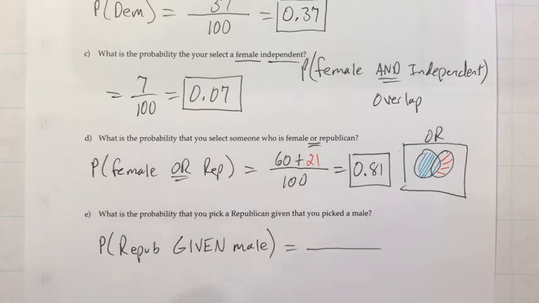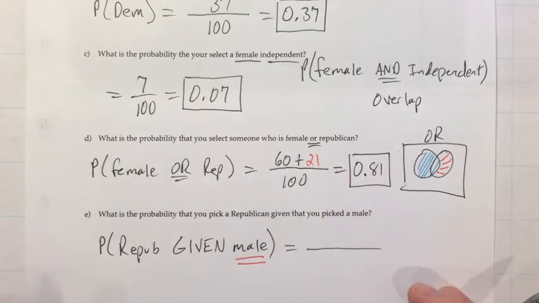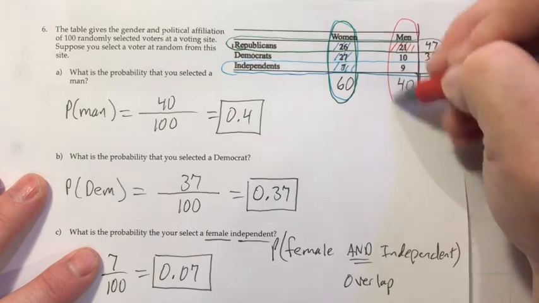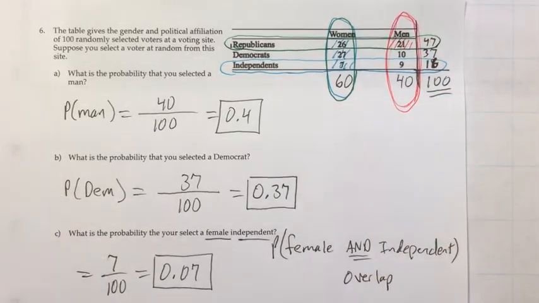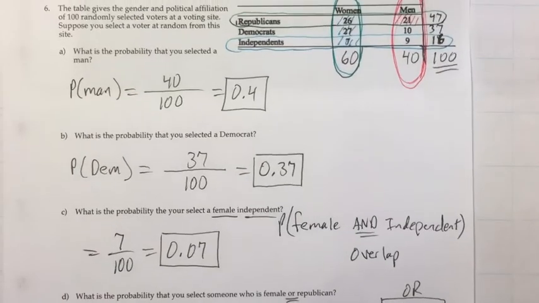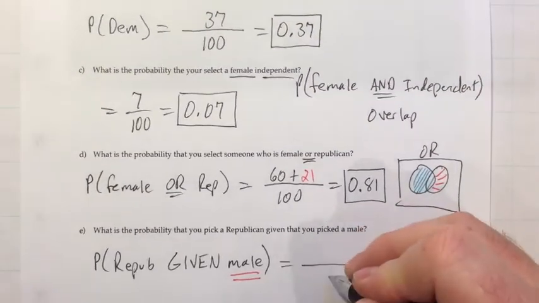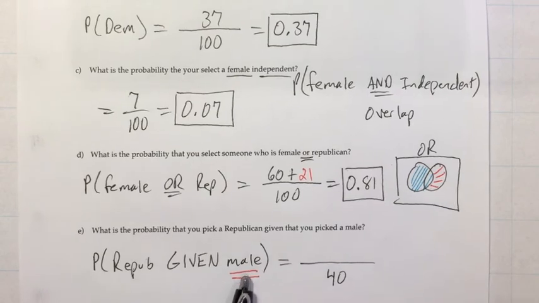So if they say the given is male, then we only want to answer this question looking at the people in the table that are male. So we're not going to look at the whole table to answer this. We're only going to look at the part that has the men in it. So that means we're only looking at the part that has 40 people in it. Or 40, there's 40 men, but like just those 40 people are being counted. So instead of out of the whole table, we're only answering this question out of the 40 that are male.